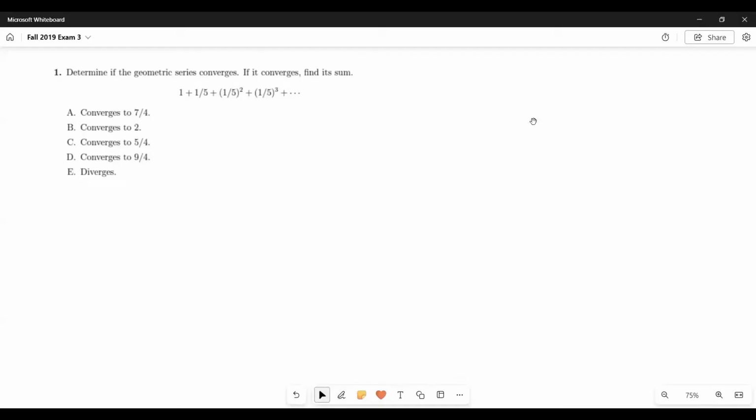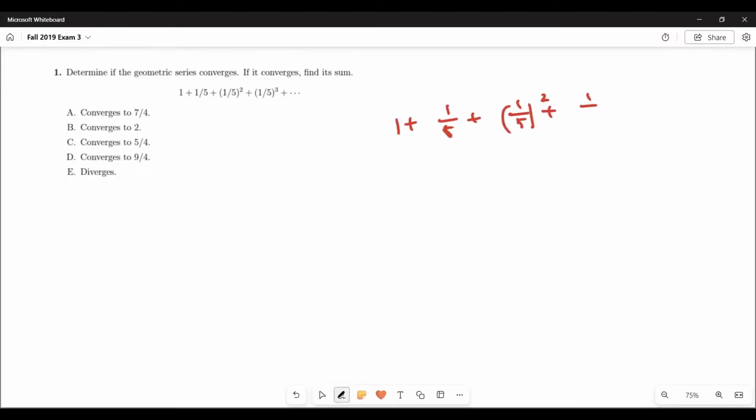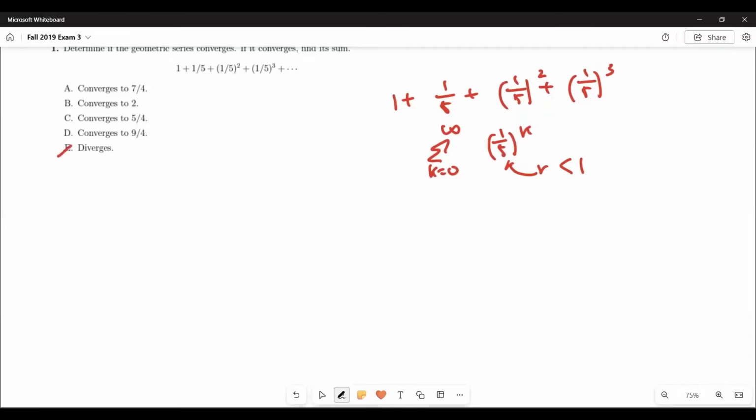Okay, this question asks to determine if the geometric series converges. Let's write it down. So it's 1 plus 1 over 5 plus 1 over 5 squared plus 1 over 5 cubed. So you can write this as the sum from k equals 0 to infinity of 1 over 5 to the k power. And this is our ratio, and the ratio is less than 1, so we know it's converging, so it's not diverging for sure.